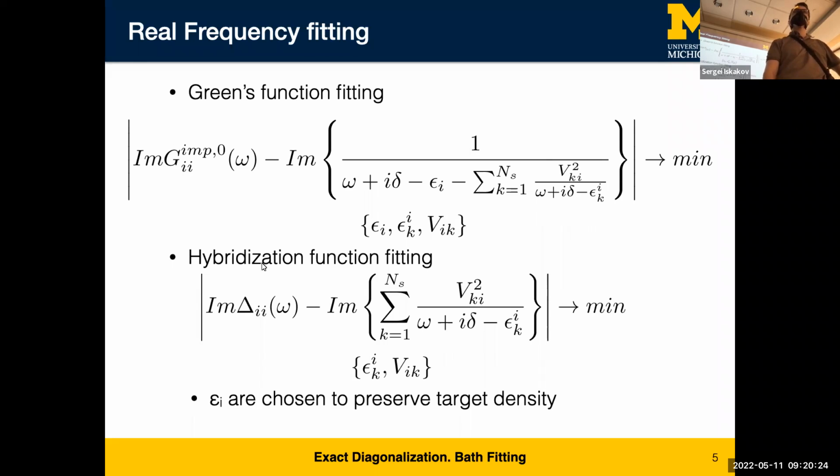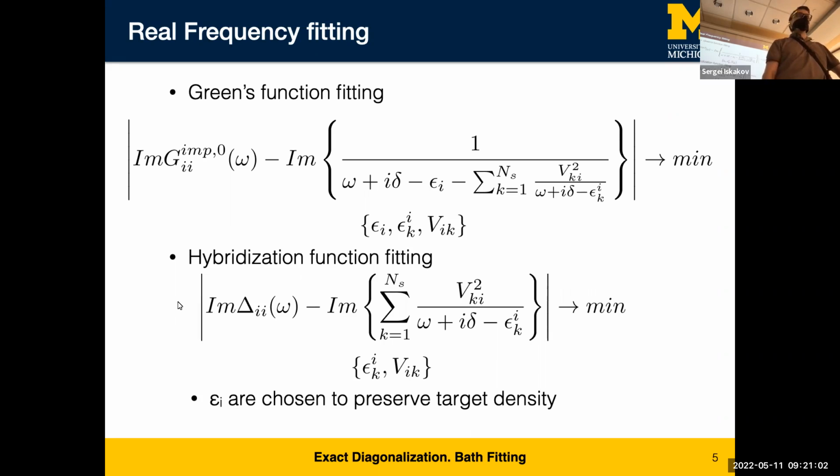For the hybridization function fitting, it's similar, but we eliminate this epsilon i for the impurity energy. In the first case, we have a fit of this set of three parameters: epsilon i as the energy of the particular impurity, to better resemble the structure of the density of states from LDA, and then a finite set of epsilon ik and vik as bath parameters and bath coupling parameters.